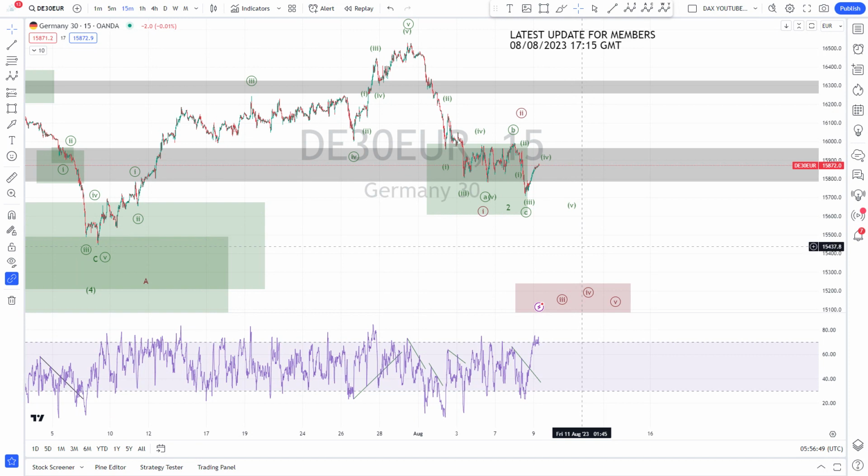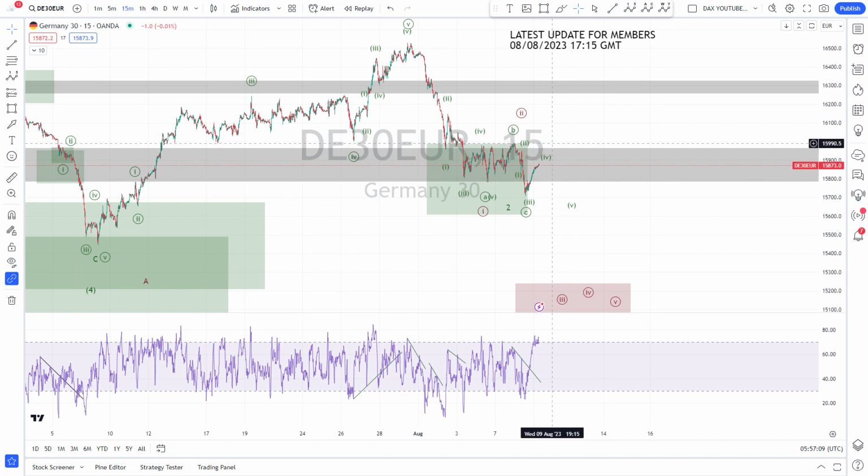Then it might be worth doing a long, because then we should end somewhere here. Your invalidation level is here. You have five waves down ending with divergence, so you expect some kind of reaction to the upside. So then this here might be an interesting long if this plays out.